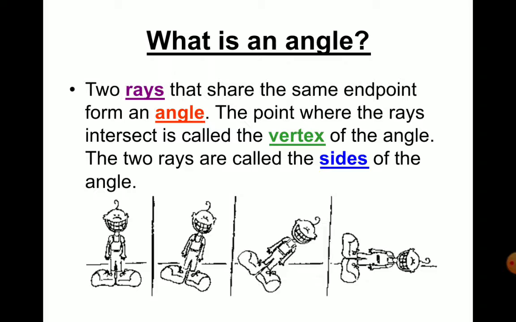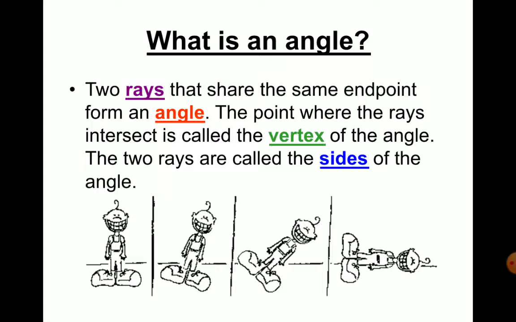So what is an angle? Two rays that share the same endpoint form an angle where they both join together. The point where the rays intersect is called the vertex. Where they intersect each other, that's called the vertex of an angle. And the two rays are the sides of an angle.